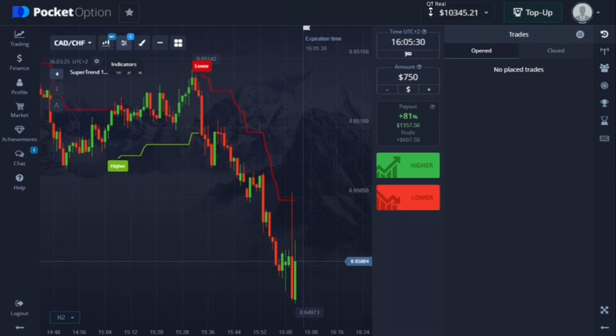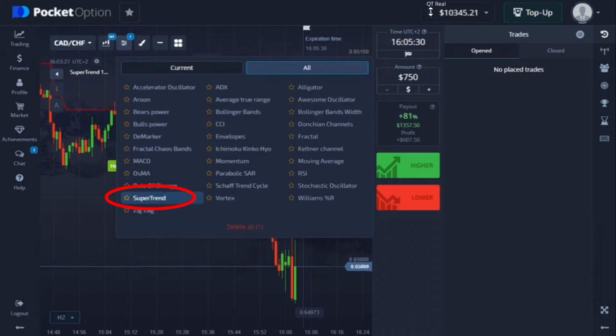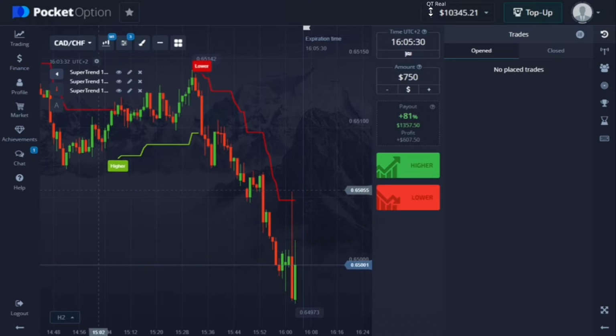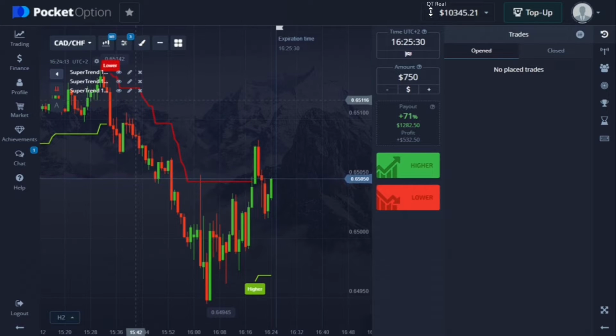What you're going to want to do is click on the indicators icon, and in the first column, second from bottom, you're going to want to click on the super trend indicator twice more. Now you're going to have 3 super trend indicators on your chart. Once you've added these, we're going to be changing the input values of all 3 super trend indicators.